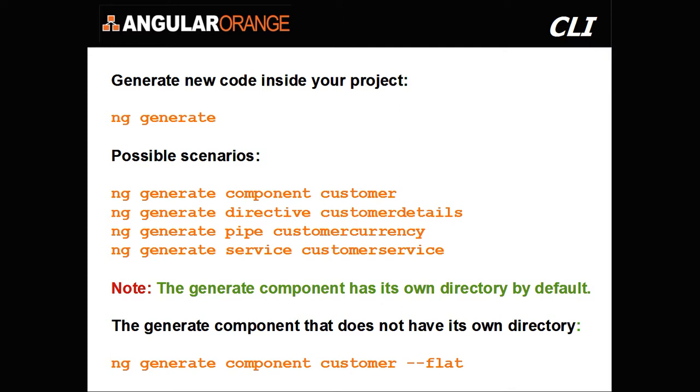The generate component that does not have its own directory, you could basically do this --flat. And so what I found is when using CLI, there's different things that happen at different times. I don't know why. When I first started using it, it was generating things in a components directory. Now I have to actually specify the components directory. So, Angular is changing rapidly. CLI is changing. Just make sure that you know how it works and be able to use it.